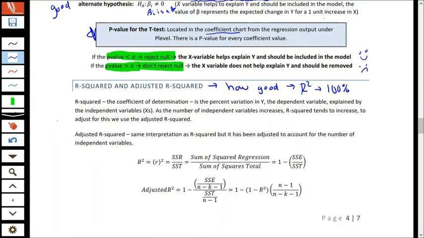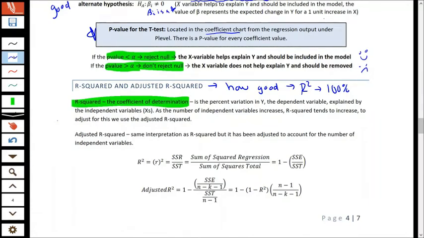But we want our r-squared to be as big as possible. So R-squared, called the coefficient of determination, not to be confused with the coefficient of correlation, which we did in the first page, tells us the percent variation in y, your dependent variable, explained by your independent variables. Whatever the percentage is, it tells us how much of what's going on with y, all the ups and downs, is actually explained by the x's.